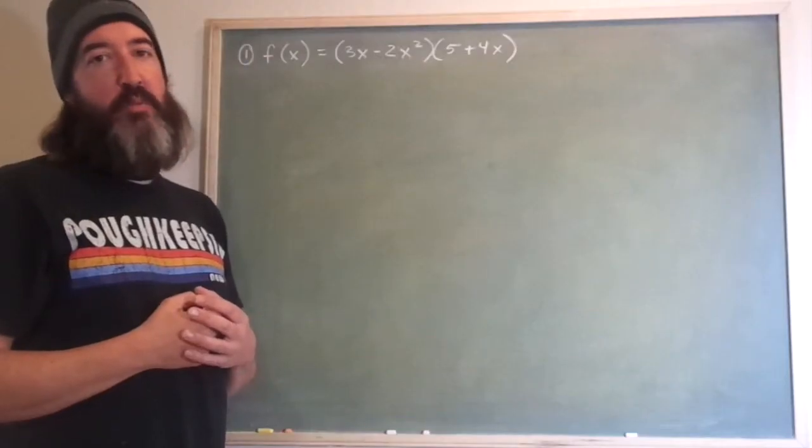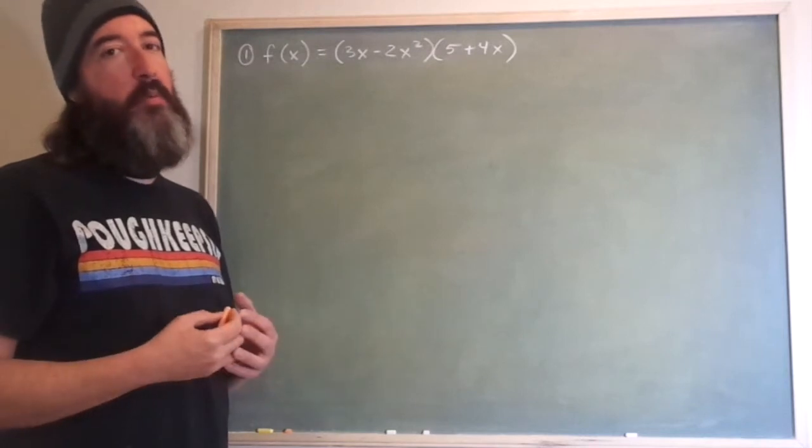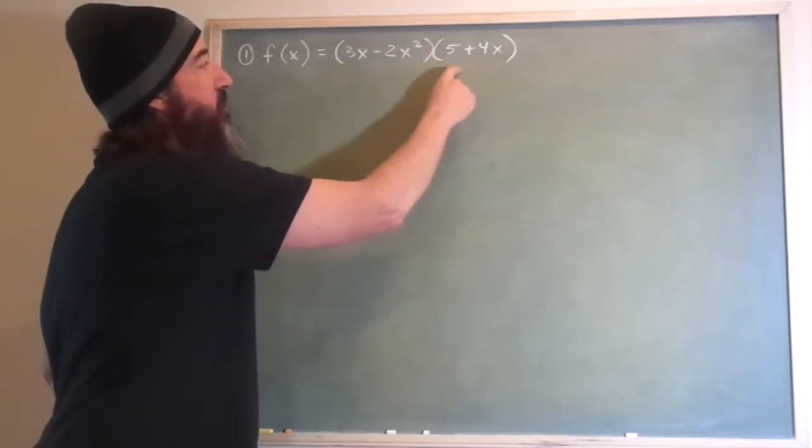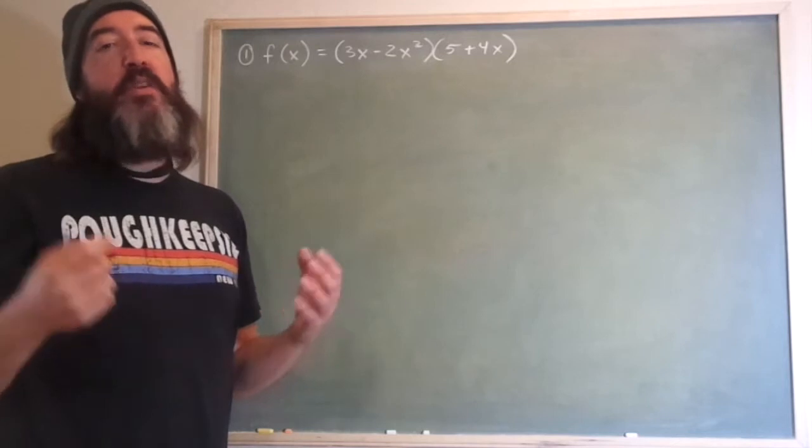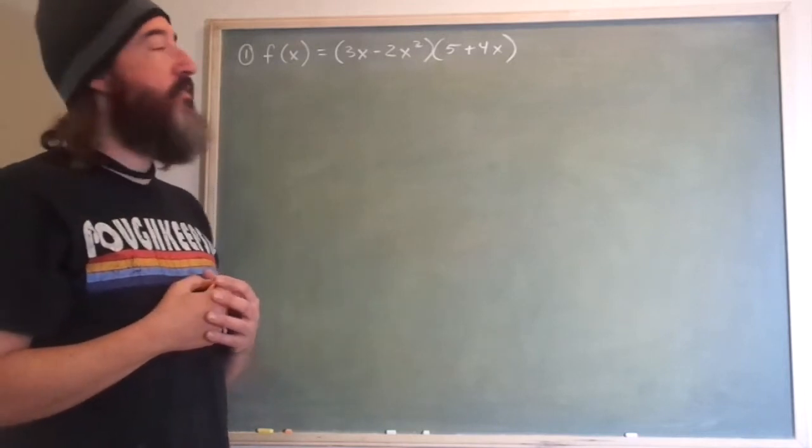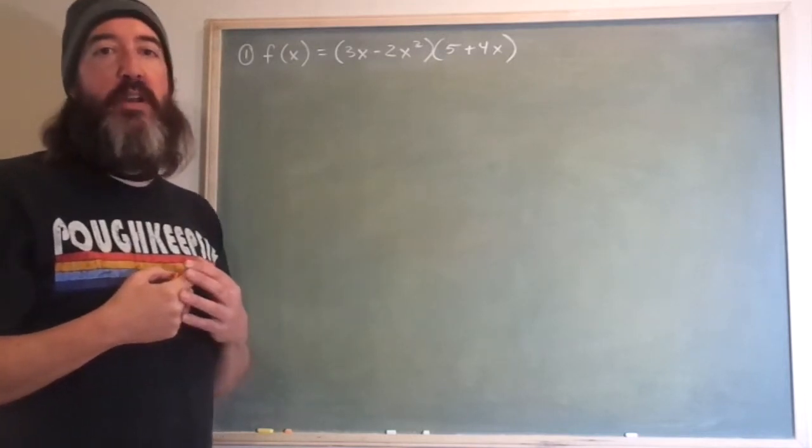Let's take a look at example number 1. Now, I'm sure this first example would be much easier if we just FOILed this and then got the derivative. But we're here to learn the product rule. So let's differentiate f of x using the product rule.